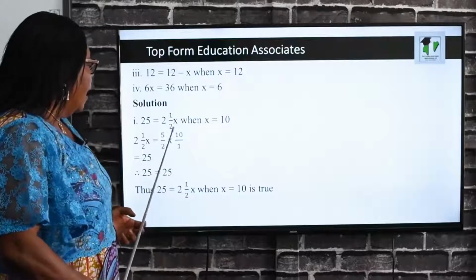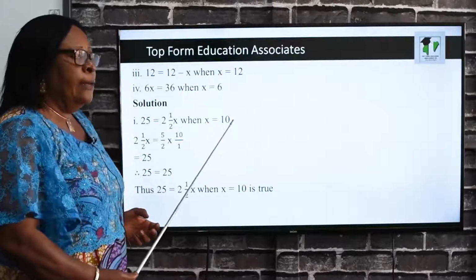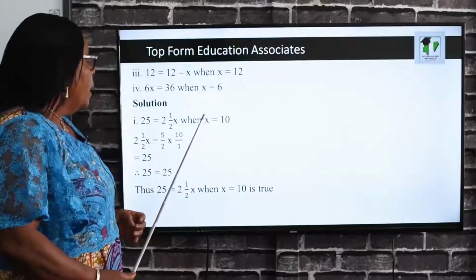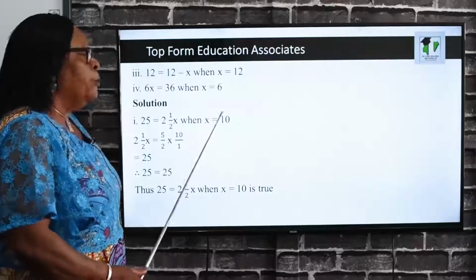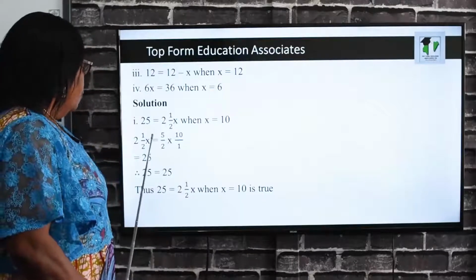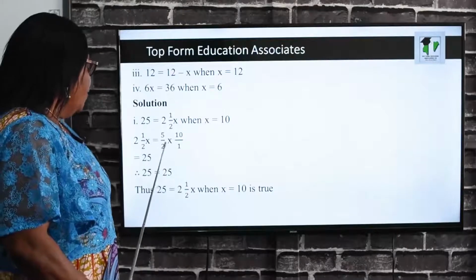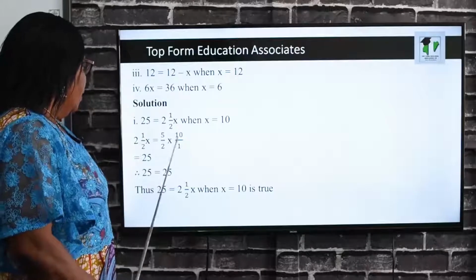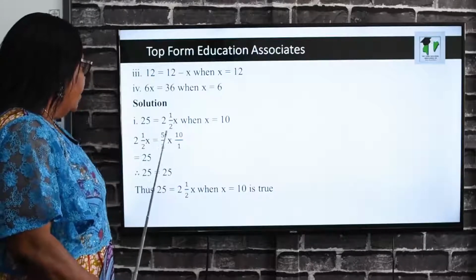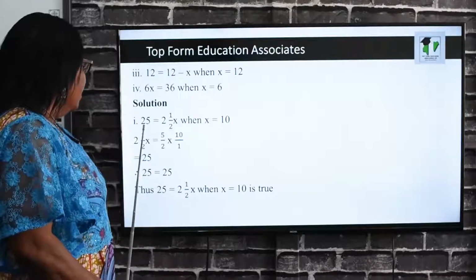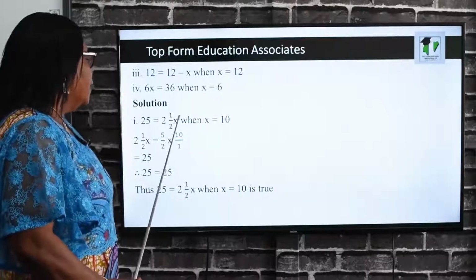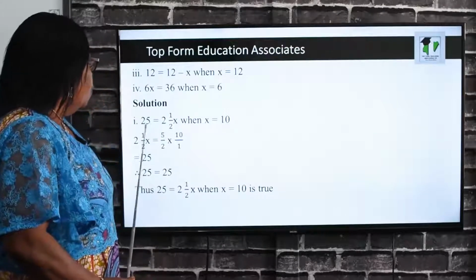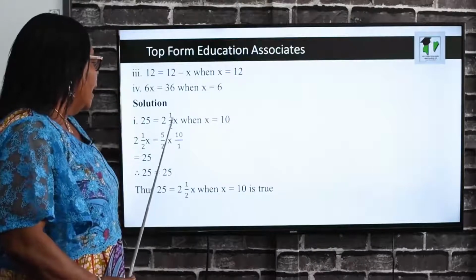25 = 2.5x when x = 10. Here we have been told that x is equal to 10. So where we find x, we put 10. And that is 2.5x equal to 5/2 times 10 because x is 10. When we divide 2 into 10 it gives us 5. 5 times 5 gives us 25. So 25 is equal to 2.5x. Therefore, this value, x = 10, makes the equation 25 = 2.5x true.